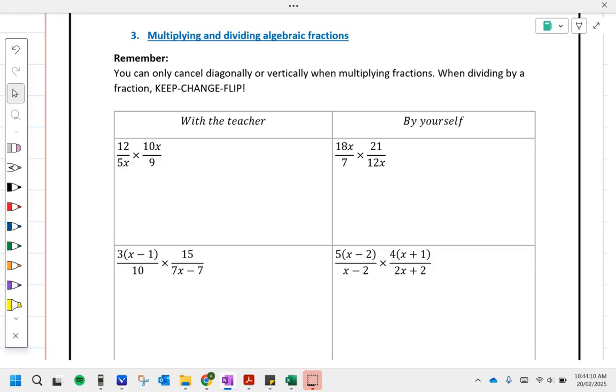So, with the teacher, we can see here, there's an x at the top, and at the bottom, they cancel each other out. 10 and 5 are both divisible by 5. That's 2, that's 1. 12 and 9 are both divisible by 3. That's 4, that's 3. And whenever we multiply, we always multiply across. So it's 4 times 2 at the top, which is 8, over 1 times 3, is just 3. All right, pause the video, have a go with the next one.